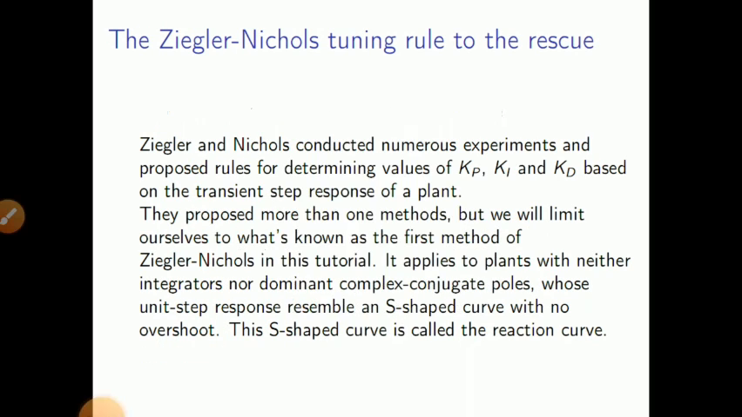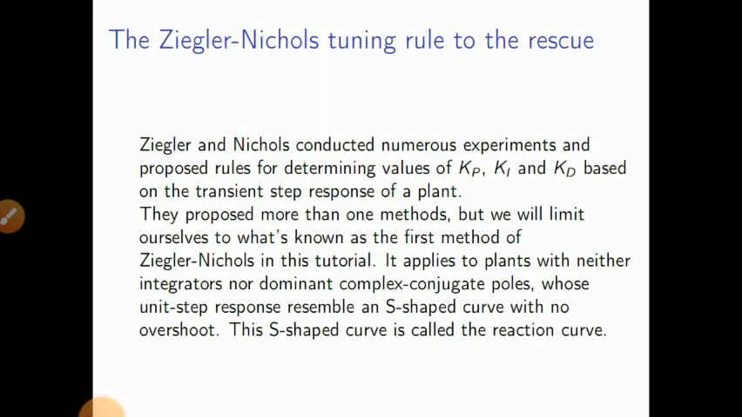There are some methods available for setting these parameters. The Ziegler-Nichols tuning rule comes to the rescue. Ziegler and Nichols conducted numerous experiments and proposed rules for determining values of Kp, Ki and Kd based on the transient step response of a plant. They proposed more than one method, but we'll limit ourselves to what's known as the first method of Ziegler-Nichols in this tutorial.